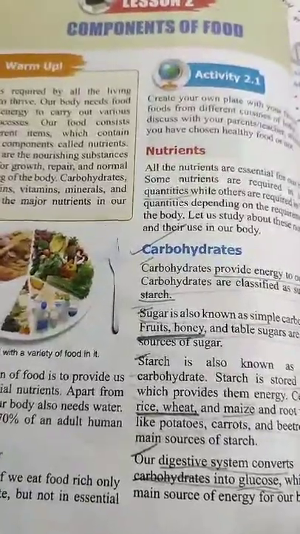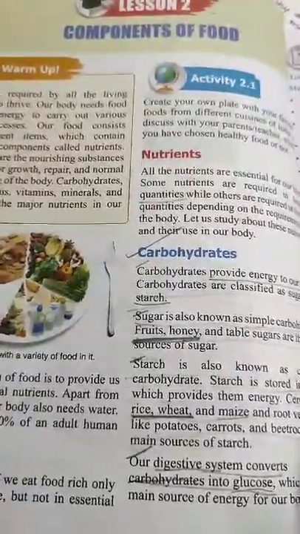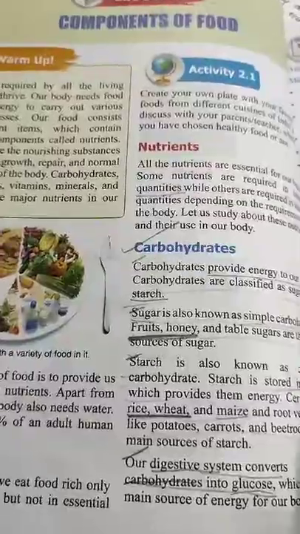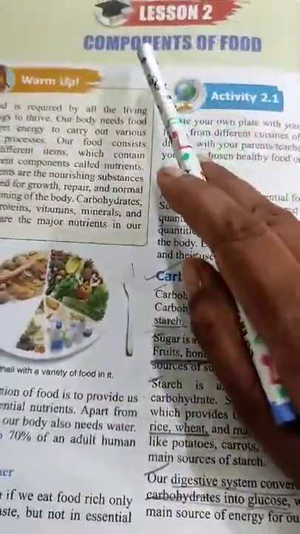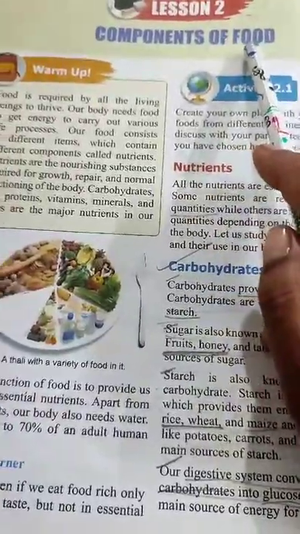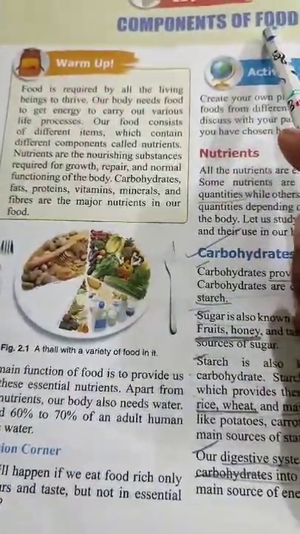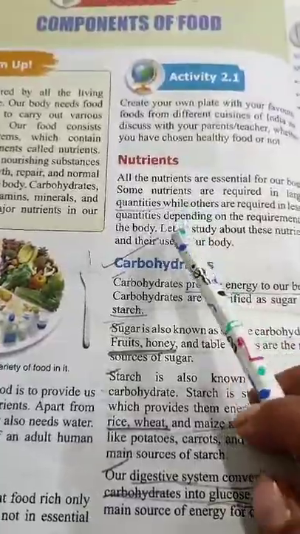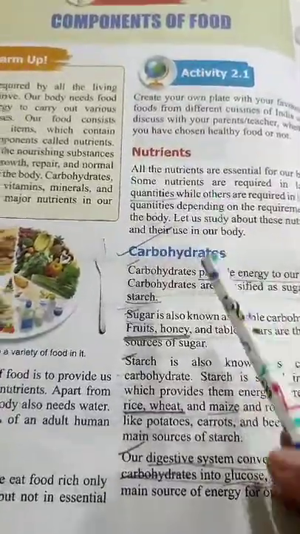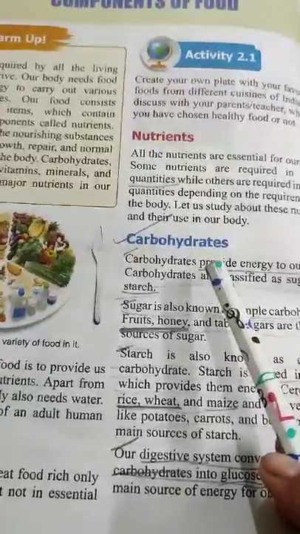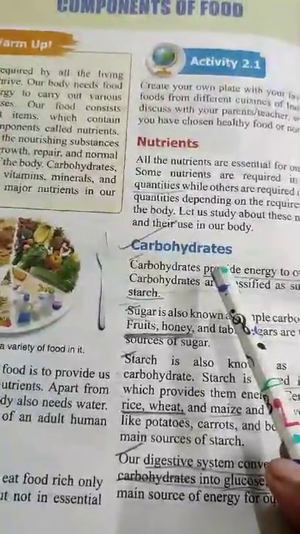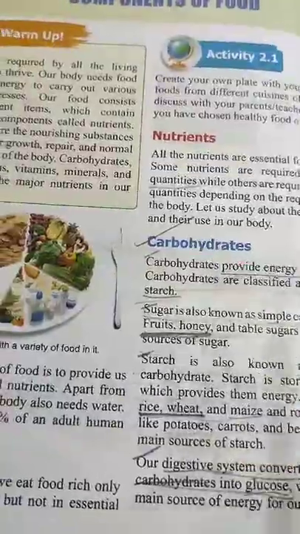Student, today we will revise lesson 2, exercise and question answer. See, dear student, lesson 2 is components of food. Dear student, different components of food are carbohydrate, protein, vitamins, fat, minerals. Okay. These are different components of food.